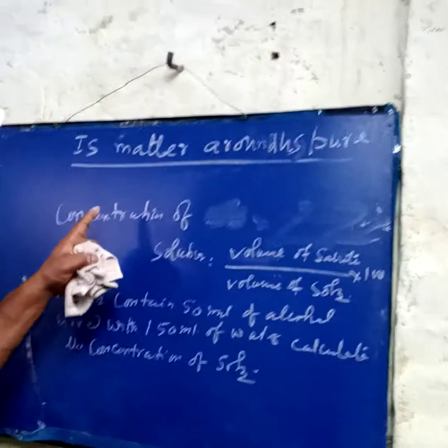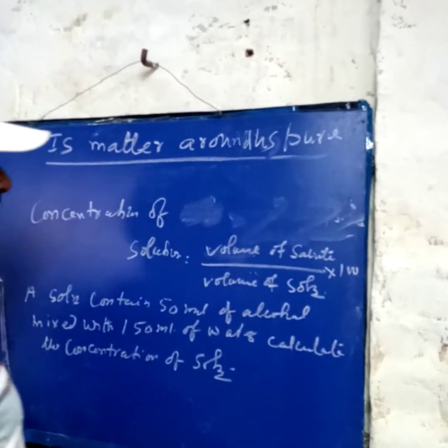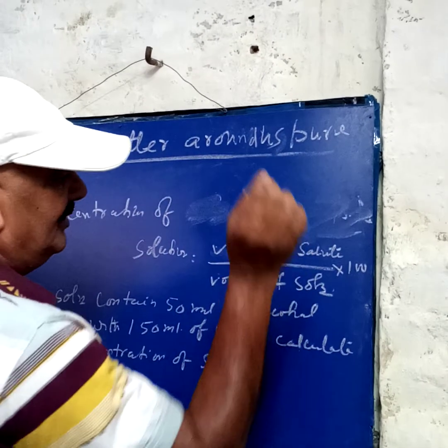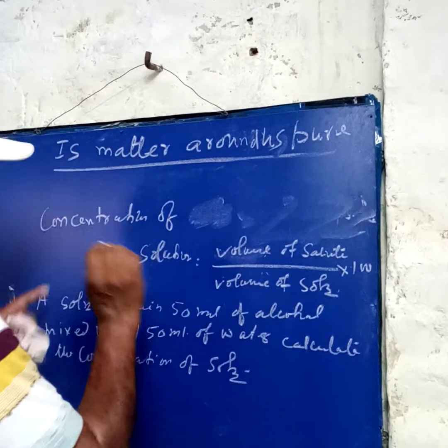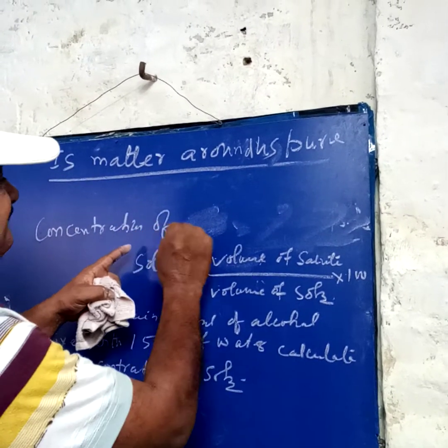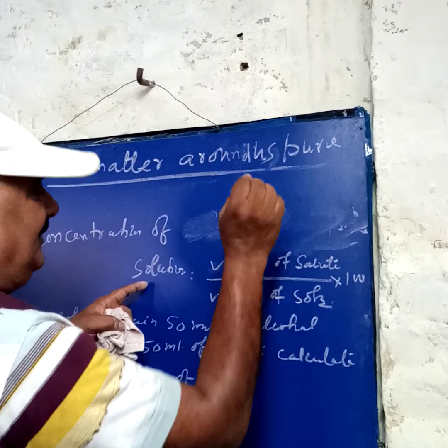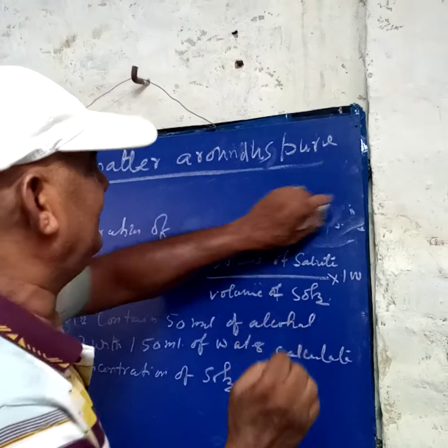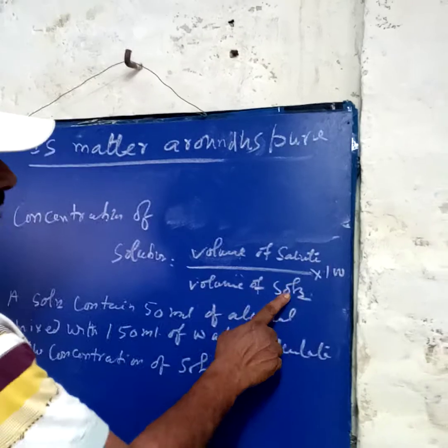Suppose two liquids are mixed together. Then how do we know the concentration? Concentration of solution is the volume of solute by volume of solution into 100. Here both are a mixture. Alcohol is also a liquid and water is also a liquid. So two liquids are given. Then volume of solute by volume of solution into 100.